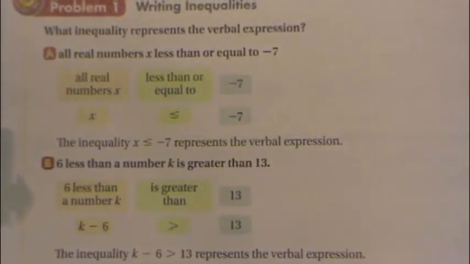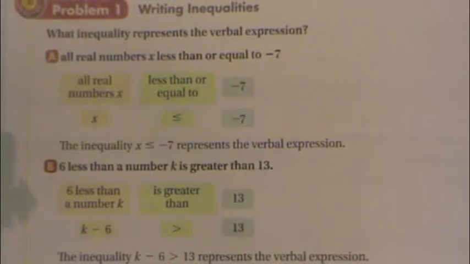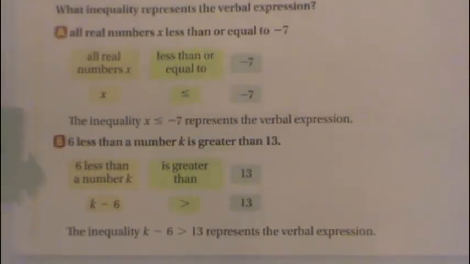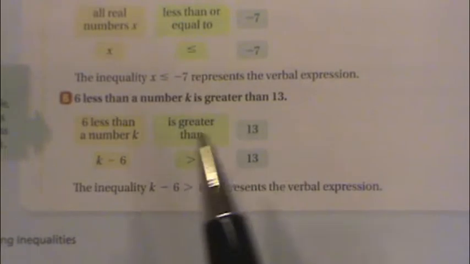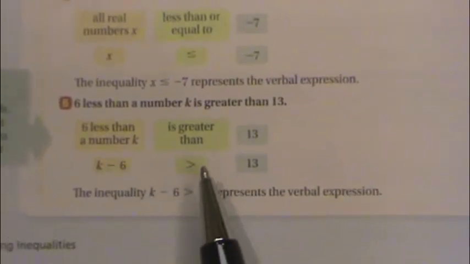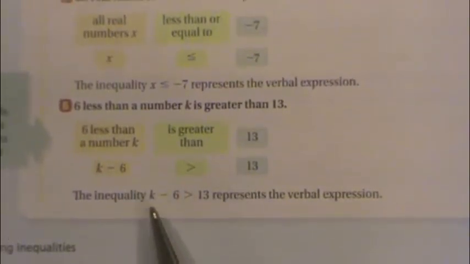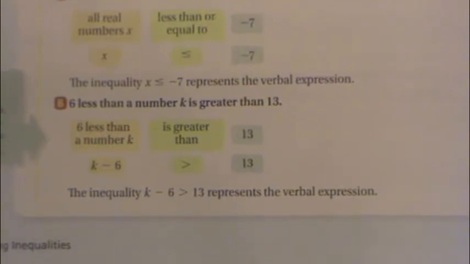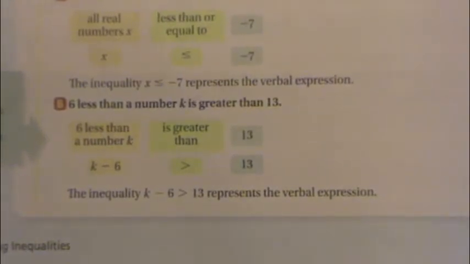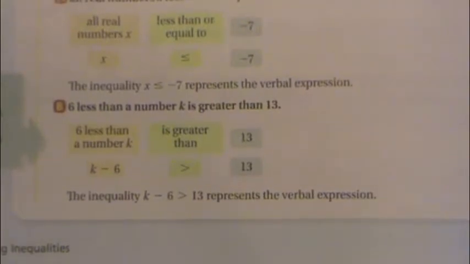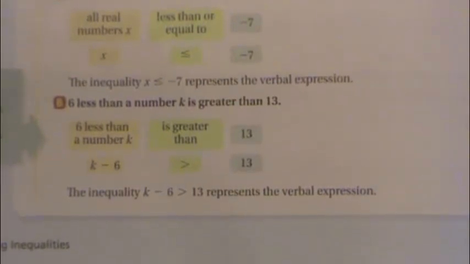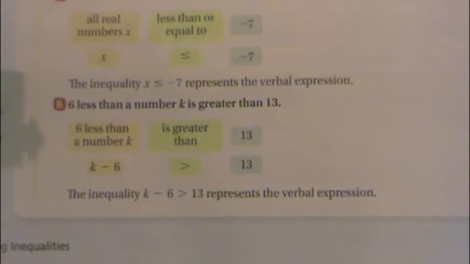is a similar idea. 6 less than a number k is greater than 13. K minus 6 is greater than 13. There's your inequality. That's all. On the top of page 165 is Got it number 1. Because I think this is review and I think it's very straightforward, I want you to do number 1 on your own. I will wait, and then you will check your answers with me.